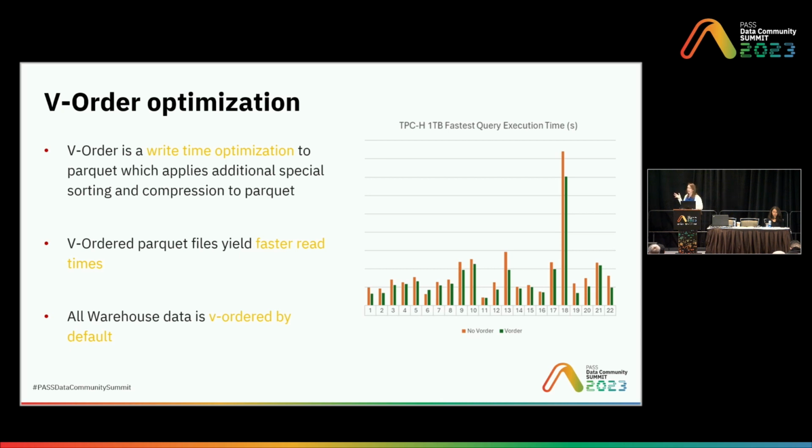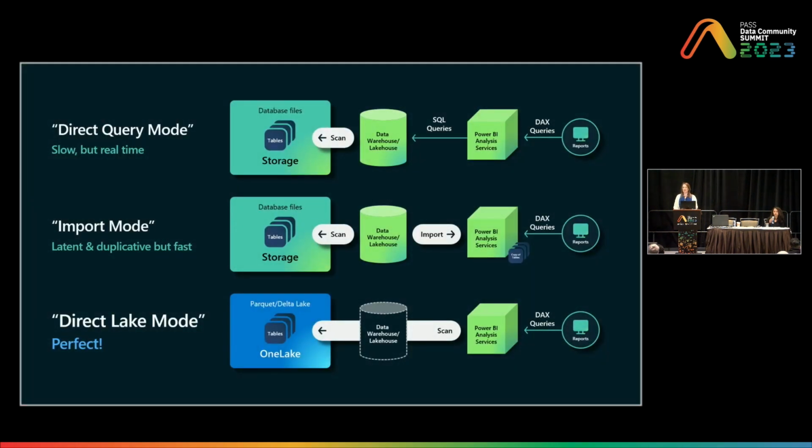Here, on the right-hand side, you have a graph of our own internal benchmarking for TPCH 1 terabyte workloads. We have proven to ourselves, and a lot of customers have also been tweeting about this, how great the performance has been since we introduced V-ordering in the warehouse. It definitely yields faster results by virtue of the special sorting and compression. Now, in addition to the better querying time, V-ordered Parquet enables us to deliver you direct lake over warehouse, which is another really exciting capability that we just landed.